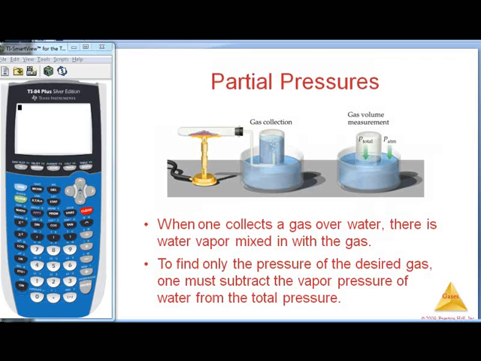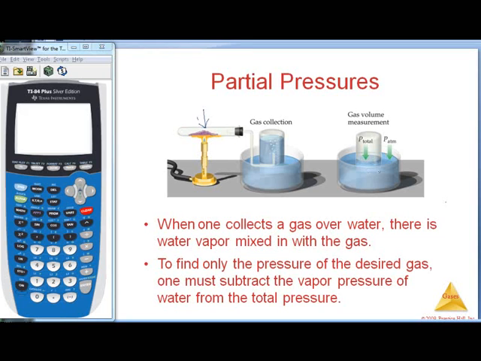One of the things we often do in the lab when we measure the volume of a gas is we will collect it over water. And what you need to know is that when you're collecting something over water, you have not just the gas you're collecting, like the gas that you're generating by the chemical reaction, you also have water vapor. And you have a higher amount of water vapor at higher temperatures, right? Because more molecules have enough energy to escape the liquid.